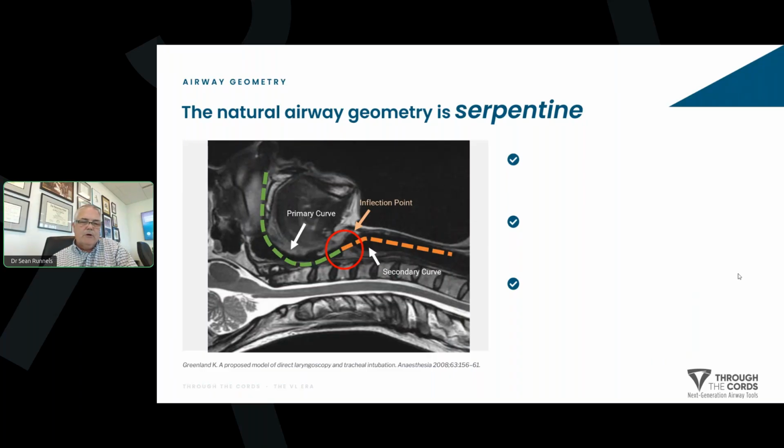So the better model that's out there now is that the airway has a primary curve in the anterior direction, an inflection point at the glottis, and then a secondary curve at the glottis that heads back down the trachea. And so in summary, it's two curves, opposite directions, and there's an inflection point at the glottis. And this is essentially serpentine geometry.